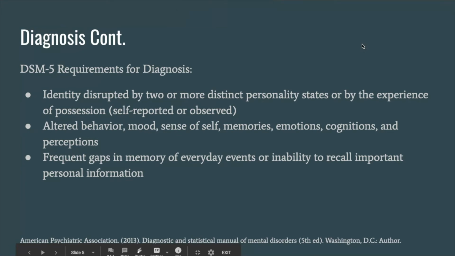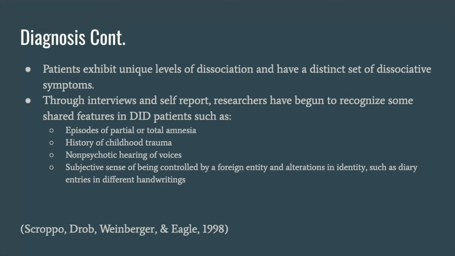The DSM-5 has certain criteria that have to be met in order for this disorder to be diagnosed. We learned about this in class, but again, the identity has to be disrupted by two or more distinct personality states or by the experience of possession, either self-reported or observed, and I talk about that in the next slide. There also has to be altered behavior, mood, sense of self, memories, emotions, cognitions, and perceptions, as well as frequent gaps in memory of everyday events or inability to recall important personal information. That's the dissociative amnesia part of the symptoms these individuals may be experiencing. So these patients exhibit, like I just said, unique levels of dissociation and a distinct set of dissociative symptoms.